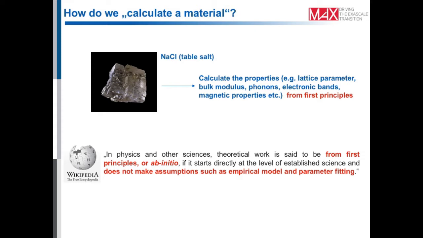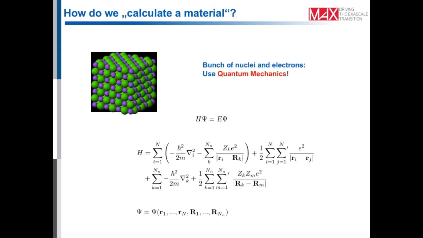in physics and other sciences, theoretical work is said to be from first principles or ab initio if it starts directly at the level of established science and does not make assumptions such as empirical model and parameter fitting. Okay, so this is just a bunch of nuclei and electrons, your material, right? And since there is probably nothing that comes second to the quantum mechanics, then this must be the first principles theory that we will base all our calculations on.